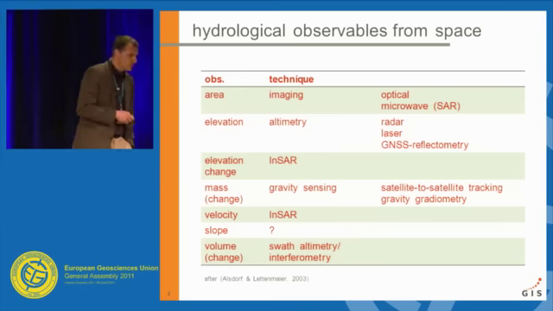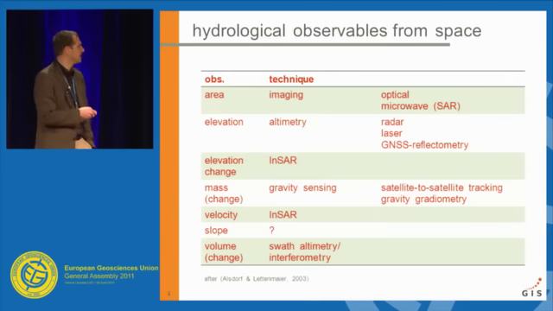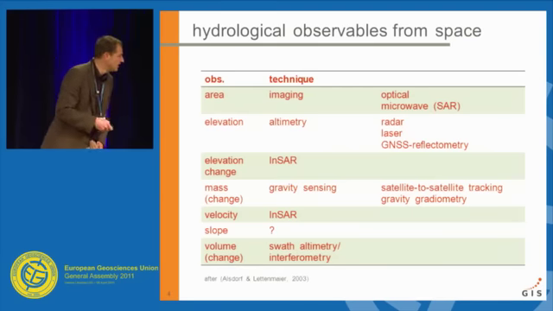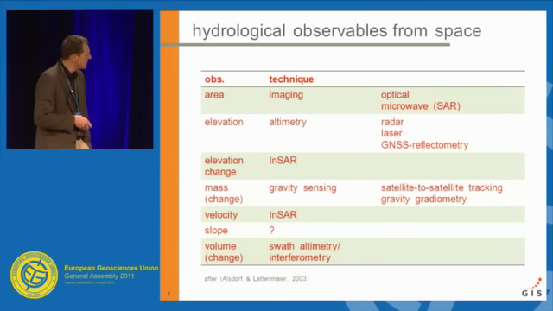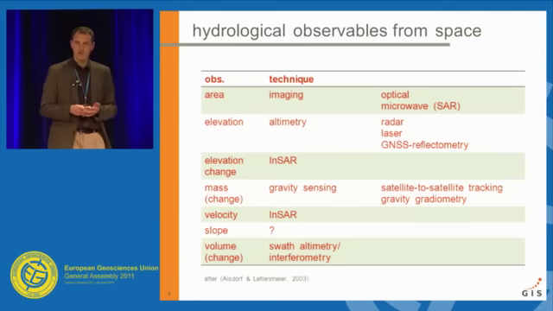Well, determining area by optical or microwave methods, that's a given, that has been done for a long time. Monitoring height or elevation by altimetry, well, that has been done for quite a while already, but perhaps not so much mainstream in hydrology yet because it's too coarse and the time resolution is not good enough. I'll say a few words about that. Elevation change by InSAR techniques, mass change, that's one of the key points of my presentation here. Mass change can be determined by gravitational sensing.